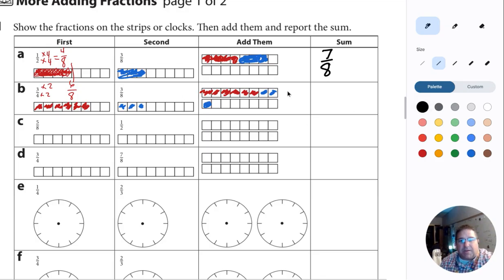3/8 again, so 1, 2, 3. So we're going to shade in 3. 1, 2, 3. So we're just adding those pieces together. Now we can see we shaded in 1 whole bar, so that's 1. And then just 1/8 left over. So 1 out of the 8, we're good there. So keep that in mind.